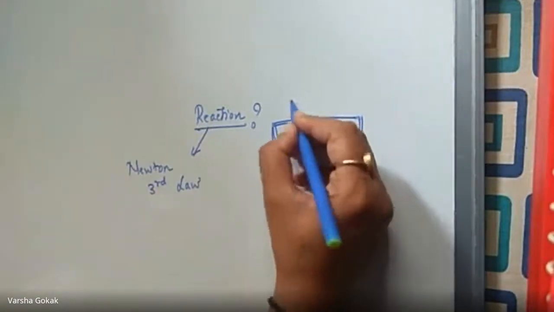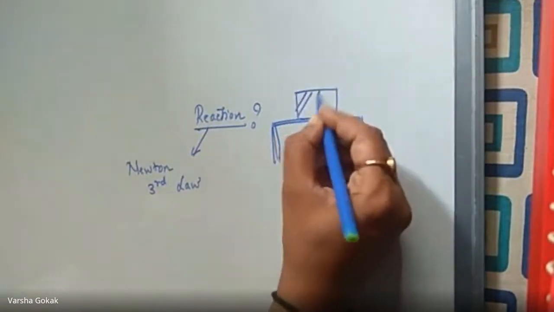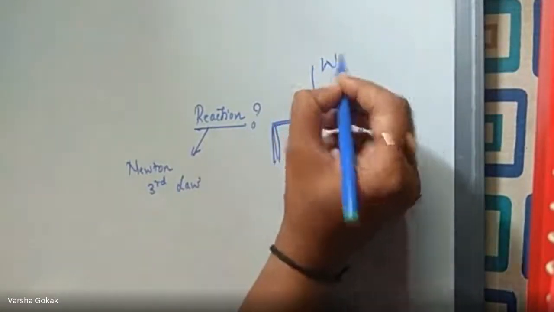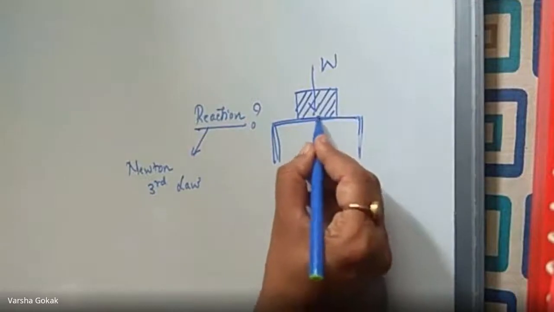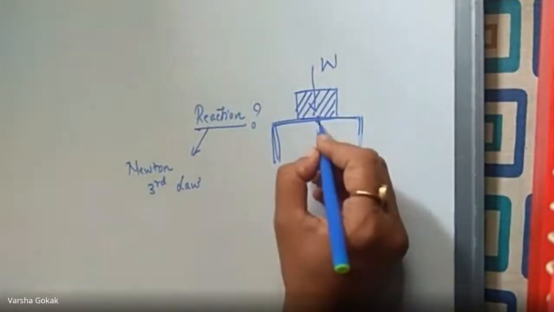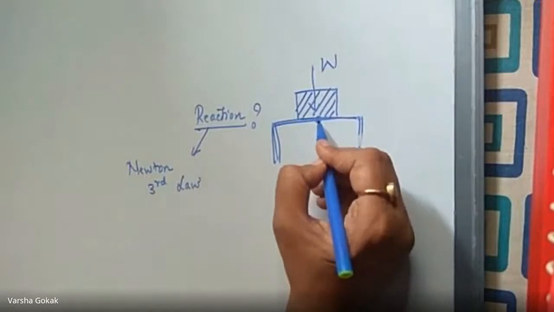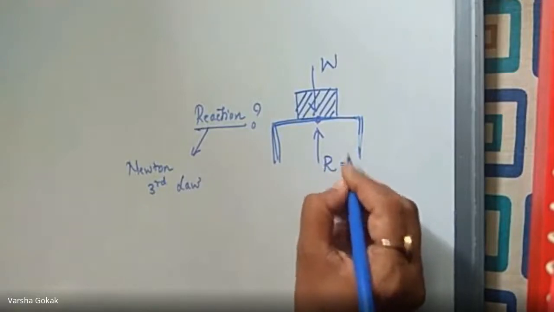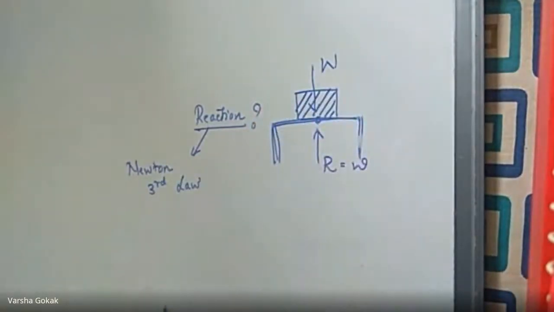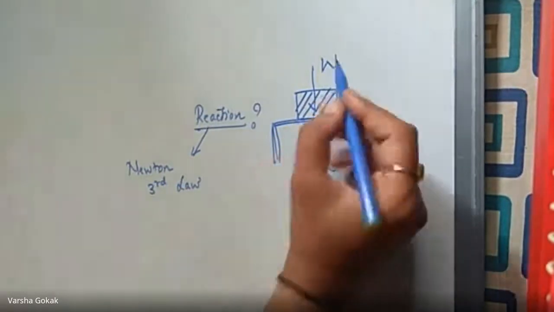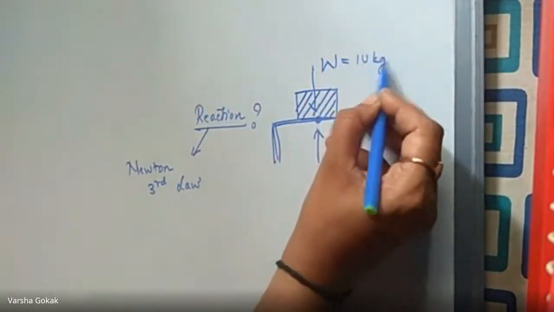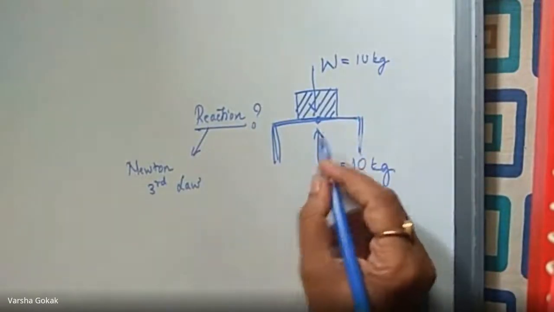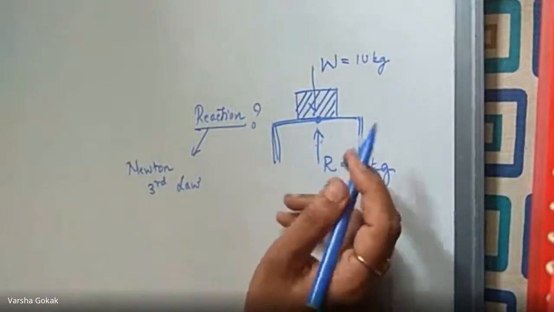So, say there is a table and I'm keeping a box on a table. Now, the box is going to have some weight W, correct? And it is going to act at this point, the CG of that. So, when the weight is acting on the table, it is going to produce an equal and opposite reaction R, which has got the same magnitude as that of W. The magnitude is going to remain the same, meaning if you are keeping a 10 kg box on the table, the reaction also would be 10 kg only, but in the opposite direction. And this is a reaction.